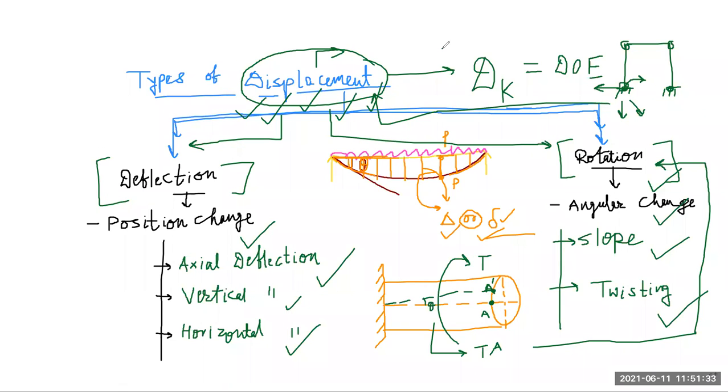So basically, your DKI, that means your kinematic indeterminacy, is also known as degree of freedom. Degree of freedom is denoted as DOF. Basically, DKI or degree of freedom is the number of independent displacement components of a joint and support.